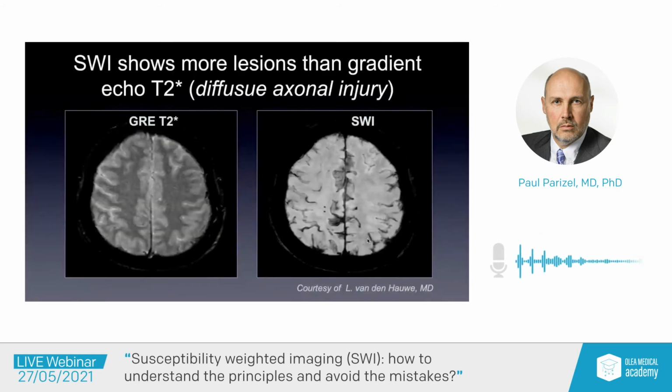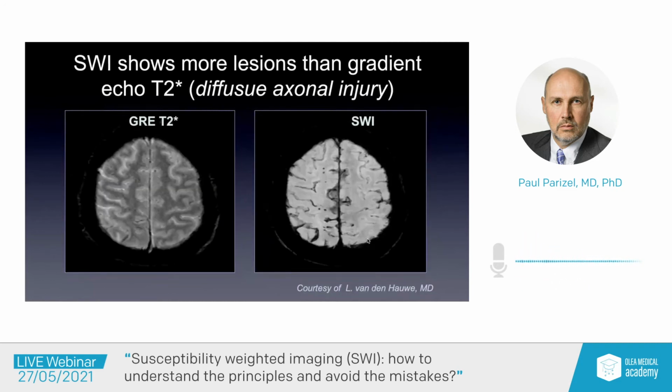A big area of application has been traumatic brain injury, especially in patients with diffuse axonal injury. Here you see, for example, a number of small punctate hemosiderin deposits, and just compare with the gradient echo T2 star image. If you look really well, you can make yourself believe that you see two dark spots here, maybe one there, but this is very difficult, and it is just so much better and so much easier to see this.